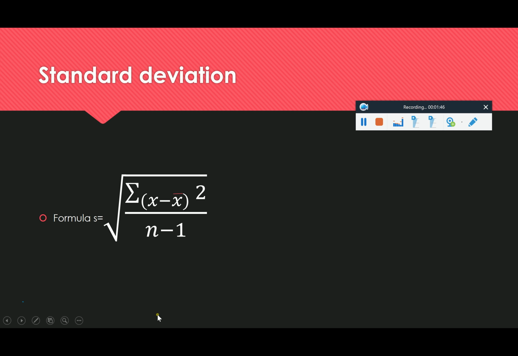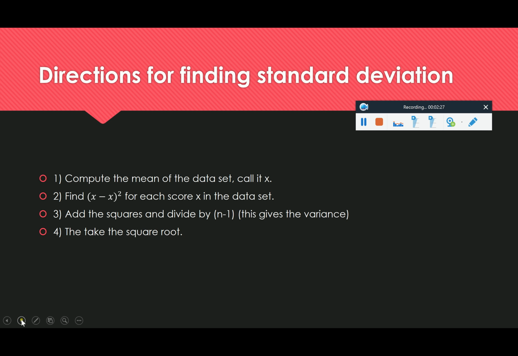So here is the formula to find the standard deviation. This means the sum. So you have to subtract your mean from your data value, then square each value, and then add them all up. And n is the number of values in the sample. Then you divide by n minus 1, and then you take the square root of it. So we're going to do an example.